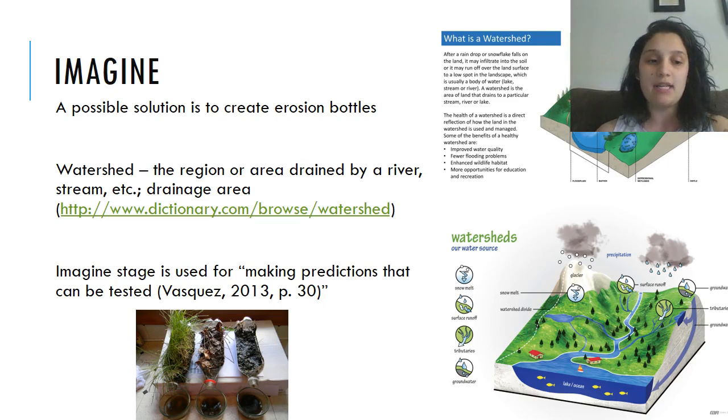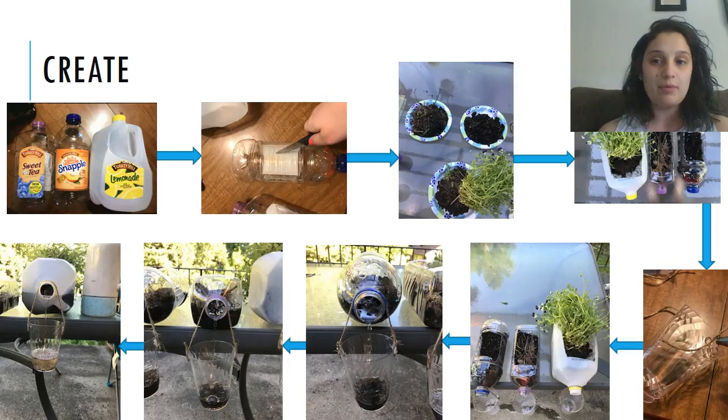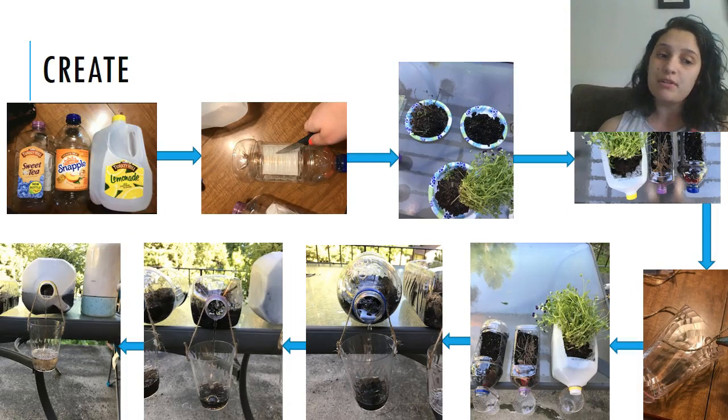So I was trying to see what would be the best way to go about this, and that led me into my planning stage of asking the questions again. Where should I start? What kind of materials do I need? What if I don't have time to grow the grass? What are the things that I have that I can use for this project? Do I need to buy any? And really the planning is where we determine procedures, identify variables, define conditions, and determine how these results will be recorded. So here are the pictures of the progression of the activity that I did.